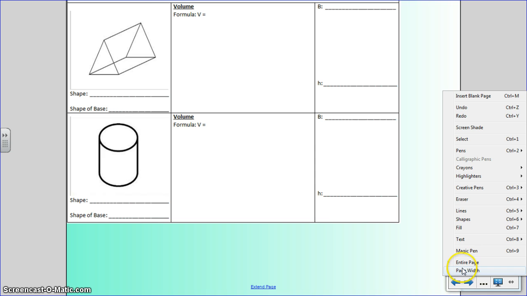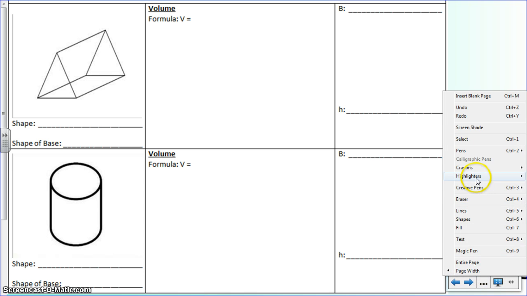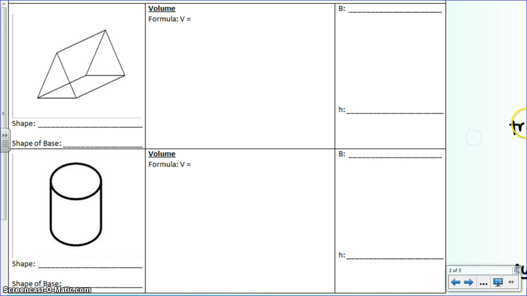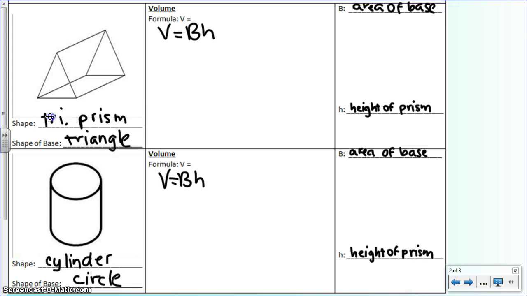Okay, go ahead and pause where you are right now, and I want you to see how much of this you can fill in. Okay, this is what you should have filled in. This top one is a triangular prism, which means the base is a triangle. The formula for volume from your formula chart is still volume equals area of the base times the height of the prism.